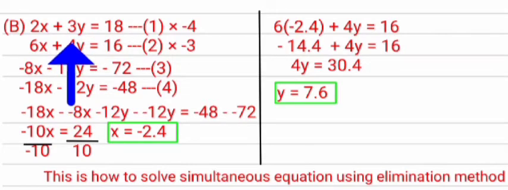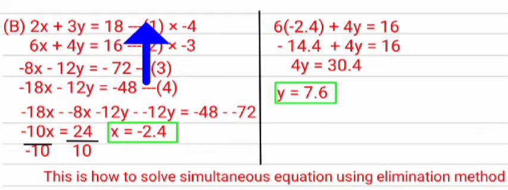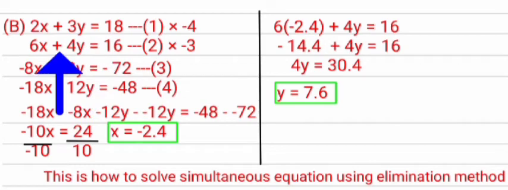All we need to do is what? We're going to use what? The coefficient of y in equation 1 to multiply the whole of equation 2, and the coefficient of y in equation 2 to multiply the whole of equation 1. So you can see that the opposite sign of y in equation 2 is negative 4.